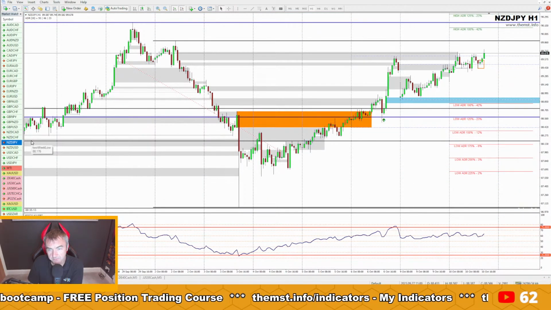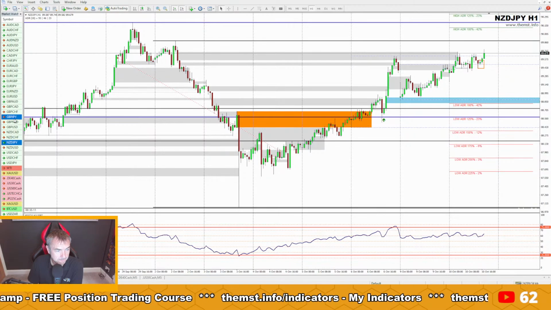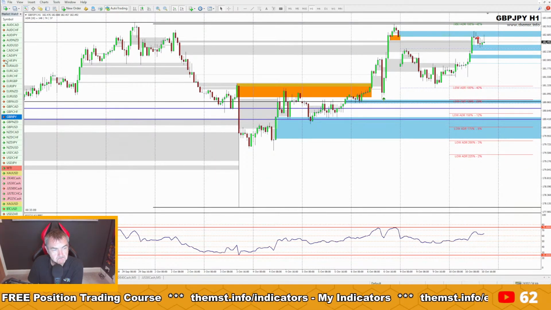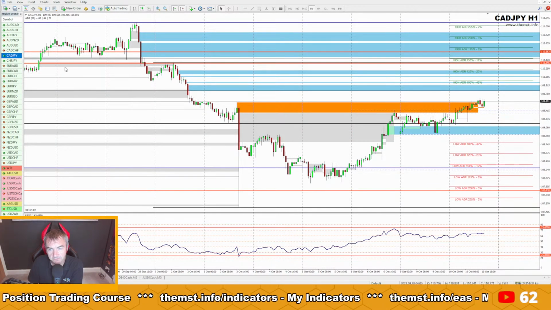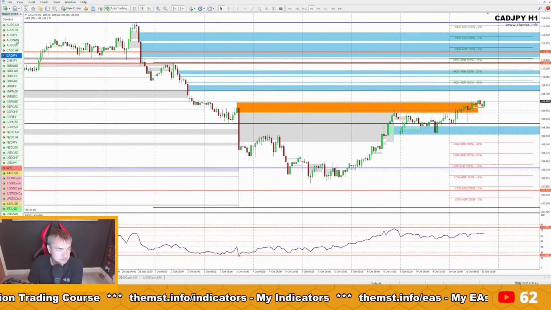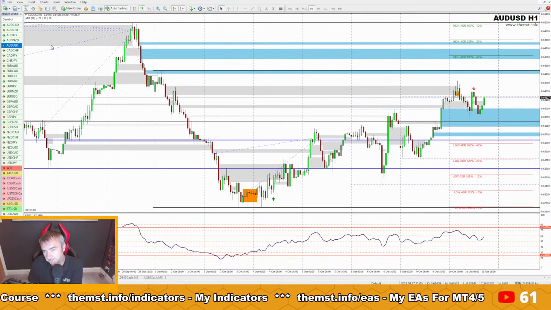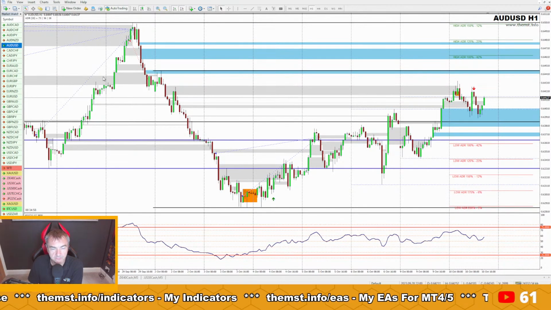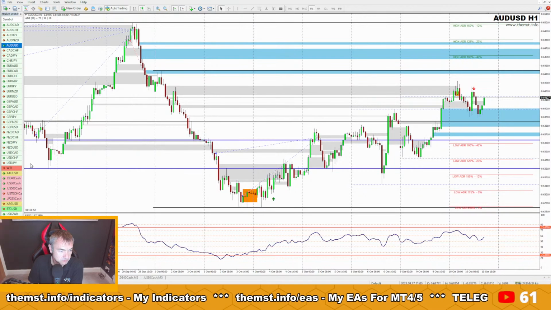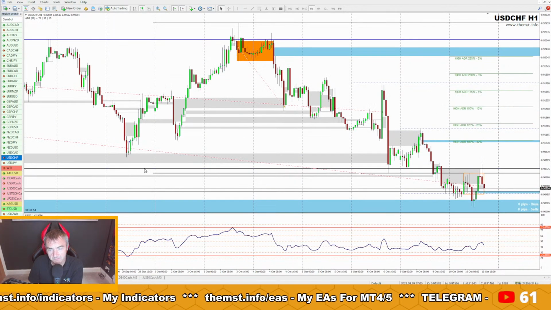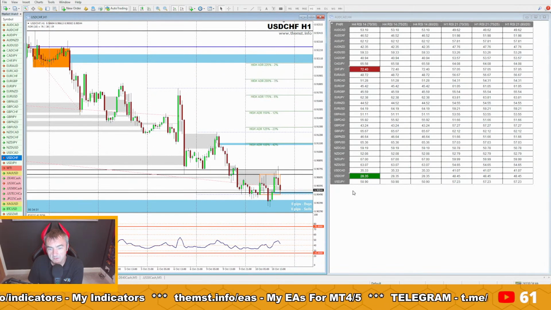Might be better yen strength, actually. Difficult to tell whether this is US weakness or yen strength. Looks like it's US weakness, this. Everything's pushing against the US. It's not particularly strong, but we'll see.